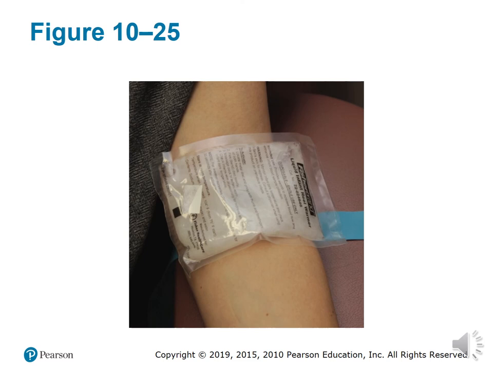And here you see a disposable warming pack placed on the arm. Again, warming the site up is going to increase the blood flow. Once the blood is warm, it tends to thin out. It's going to flow a lot smoother. It's going to make the vein more prominent.